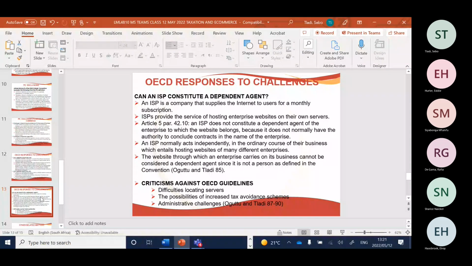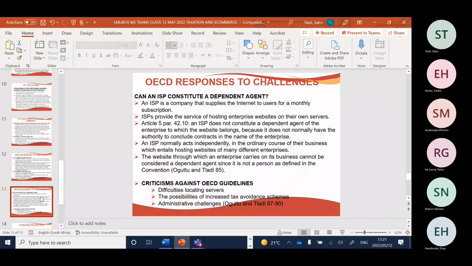Article 5, then paragraph 42.10 of the OECD Model Convention states that an ISP does not constitute a dependent agent of the enterprise to which the website belongs, because it does not normally have the authority to conclude contracts in the name of that enterprise. So an ISP will normally act independently and in the ordinary course of its business, which entails hosting websites of many different enterprises.